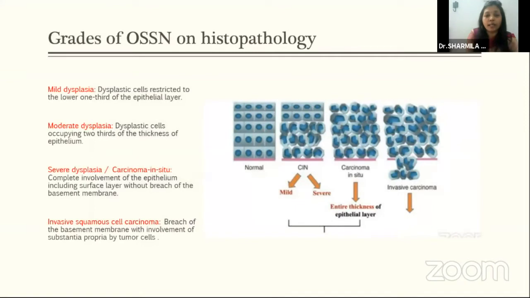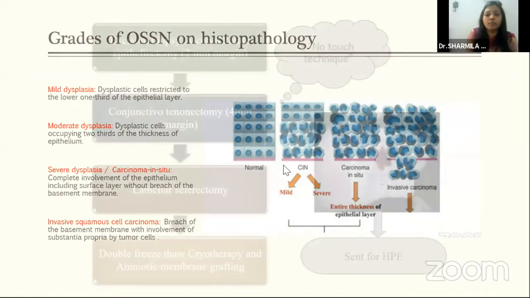Biopsy is the gold standard for diagnosis, and it's an umbrella term. So you should be able to differentiate between a CIN and a carcinoma in situ. In a carcinoma in situ, all the layers are involved, but there is no breach in the basement membrane. And in invasive squamous carcinoma, you have a breach in the basement membrane. So that's the basic difference.